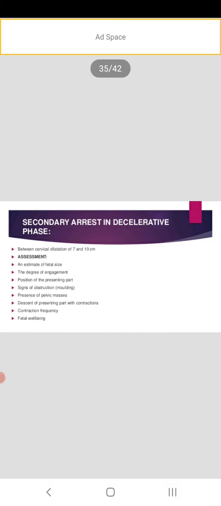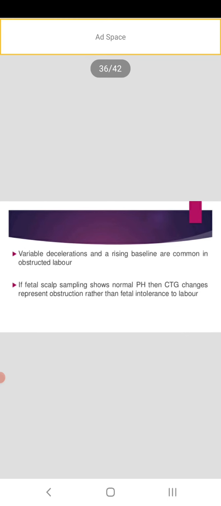How we can assess and estimate that: the fetal size, the degree of engagement, position of the presenting part, signs of obstruction, presence of pelvic masses, descent of the presenting part with the contractions, contraction frequency, fetal well-being. Then variable deceleration and rising baseline are common in restricted labor. If the fetal scalp sampling shows pH.